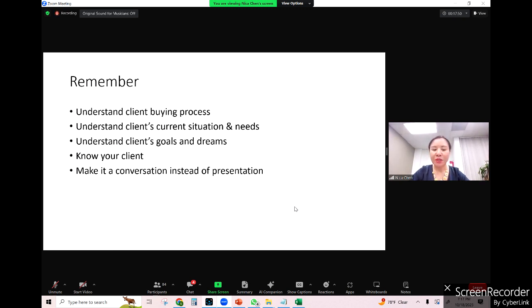Start the foundation right. Understand the client's current situation and needs. Oftentimes, when we go in a hurry to do a presentation, we really want to show the presentation itself. But after the presentation, we're the one always talking. We don't know what the client needs. We don't know what the client is looking for, right? Sometimes they don't know what they need, and you have to create that need for the client so that they realize they needed it. We're going to talk about that. And you want to understand the client's goals and dreams. If you do not know where they are heading, how can you help them?